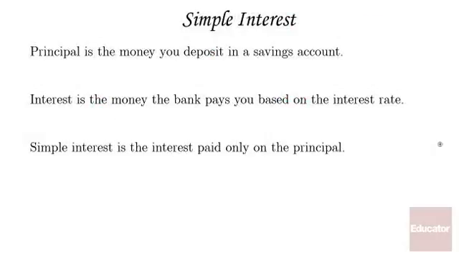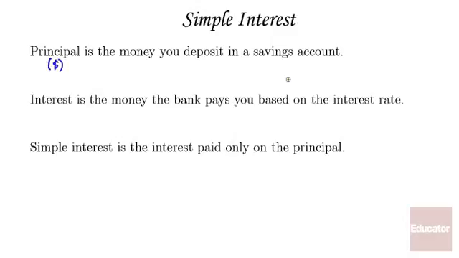Now, simple interest has to do with savings accounts. When you take money and you want to save it, you take it to the bank and you put it into the savings account. That money that you deposit, that you put into the bank, is the principal. So the initial amount, the money that you give to the bank, is called the principal. Deposit just means you're putting in, so you're going to put it into the savings account.